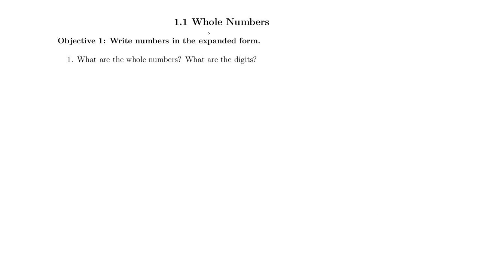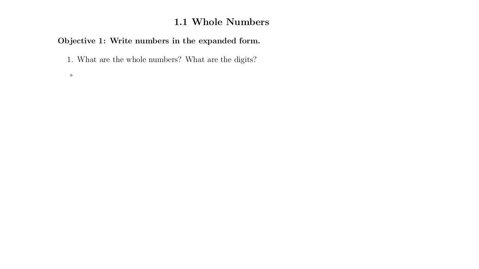Alright, let's begin with whole numbers. Our first objective is to be able to write numbers in expanded form. But first, before we do that, we have to talk about what the whole numbers are and what the digits are. So let's talk about whole numbers. Whole numbers answer the question how many. They're numbers that we use to count with.